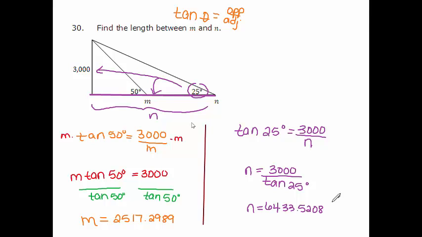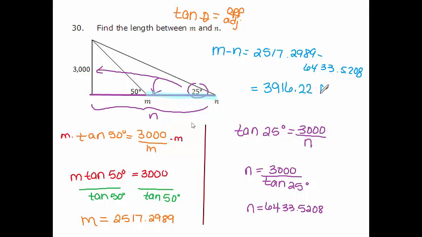So to find the length between M and N, I'm just going to subtract the two. 6,433.5208 minus 2,517.2989. Rounded to the nearest hundredth, that's 3,916.22.